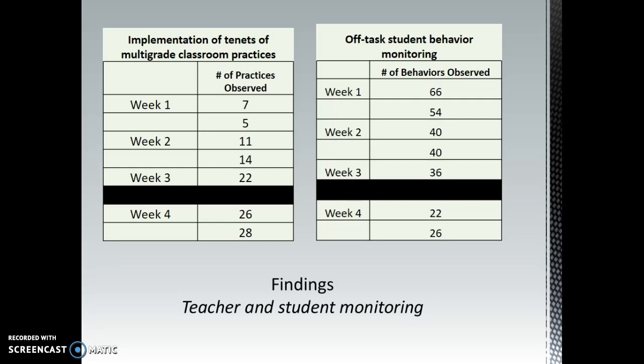So if we go over and look at off-task student behavior, in week 1, there were a total of 66 off-task behaviors in that first observation. That decreased in the second observation for the first week to 54. In week 2, there were 40 each observation in that week. In week 3, it decreased to 36, only for the first observation. Once again, there was no data collected in that second observation in the 3rd week due to lockdown. And then in the 4th week, the first observation was 22 misconducts being observed, and then 26 the second observation within the 4th week.